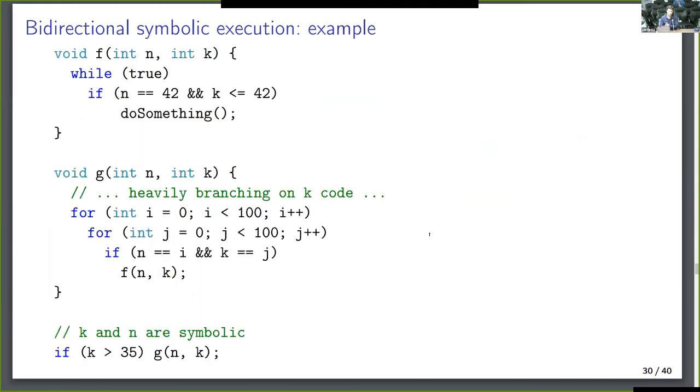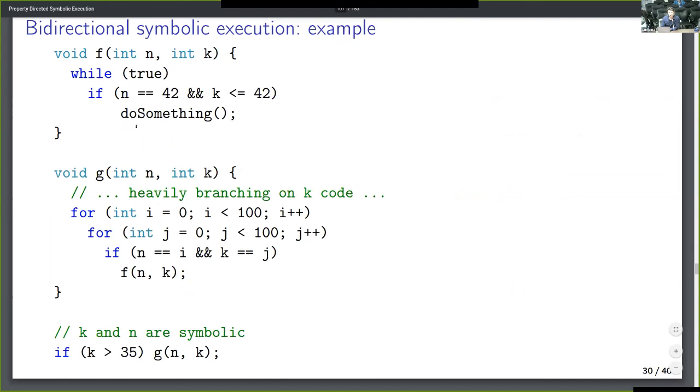By interleaving all these steps, we get a pretty flexible strategy that allows us to reach something that cannot be reached by the existing approaches. So this is, for example, one case where forward propagation and backward propagation in isolation alone will fail. I will not go through the details here, but forward propagation, when it gets to this point, if it does not guess the correct values of n and k, will be stuck in this while true loop. While backward propagation can go, yeah, so the target is do something.